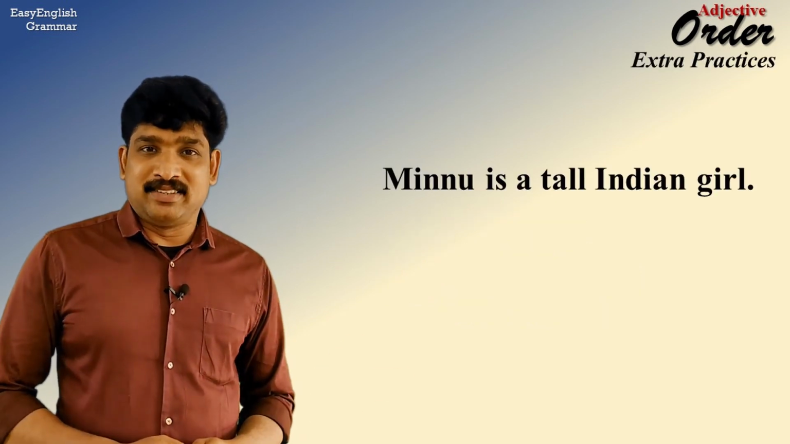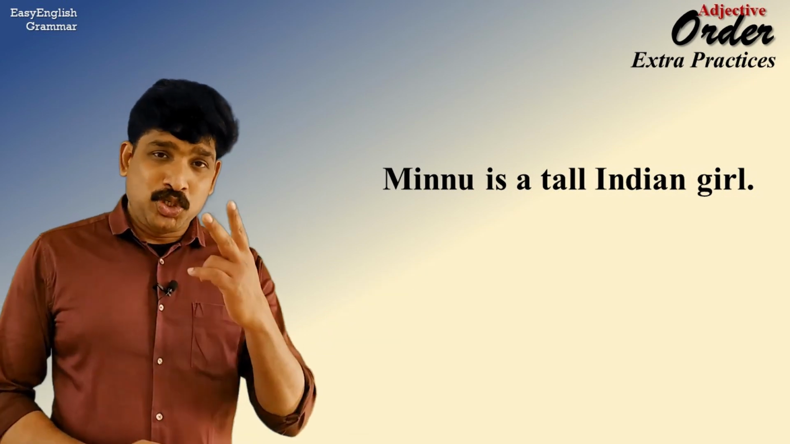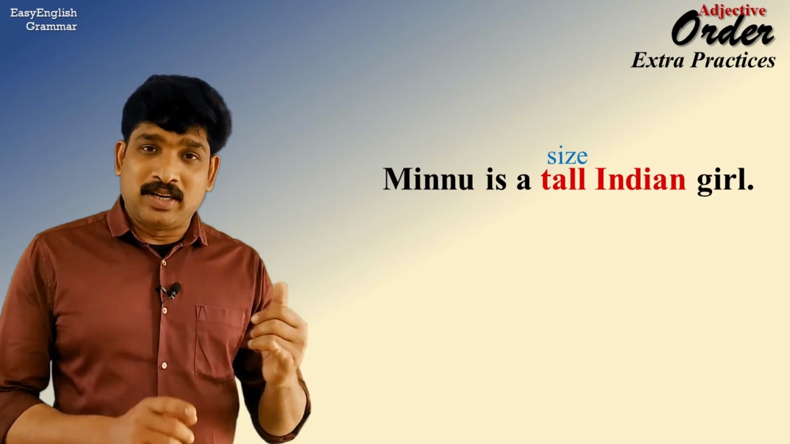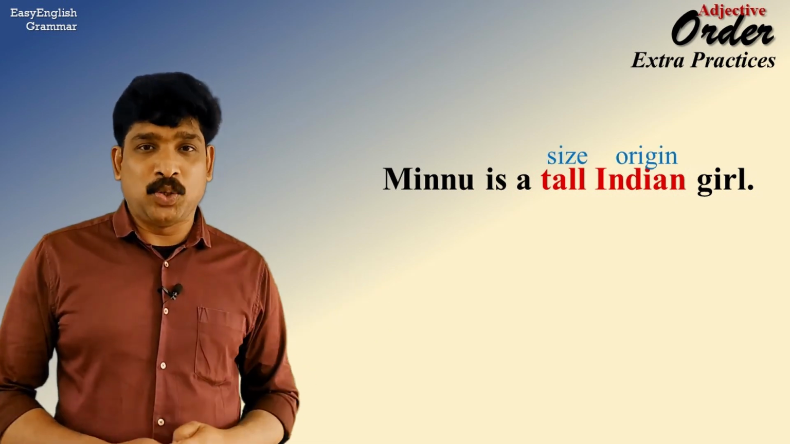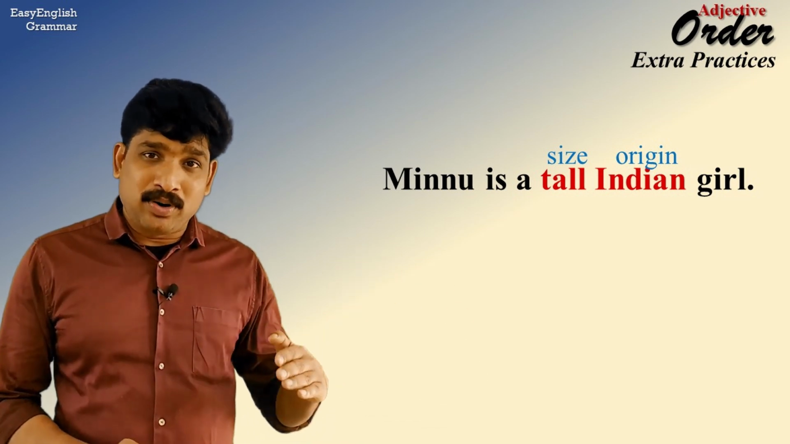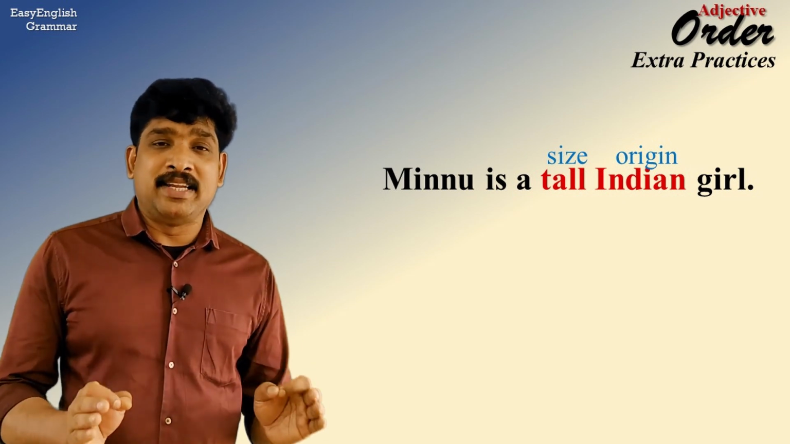Minnu is a tall Indian girl. Now, how many adjectives can you see in this sentence? I see two adjectives. And is the order correct? Tall is size and Indian the origin. So it is correct. Yes, size comes before the origin. Minnu is a tall Indian girl.